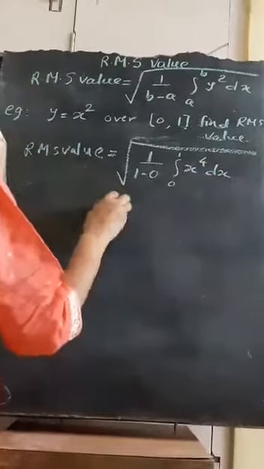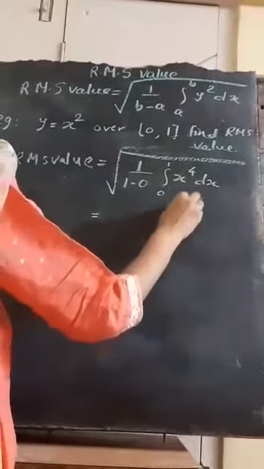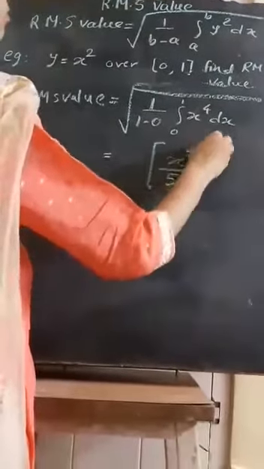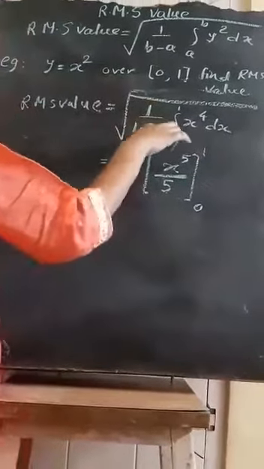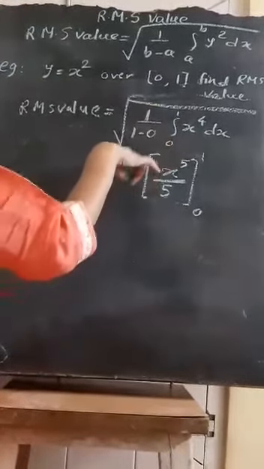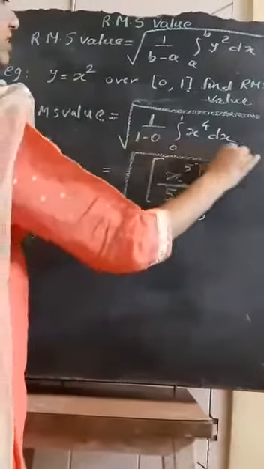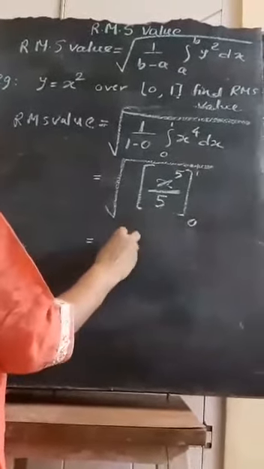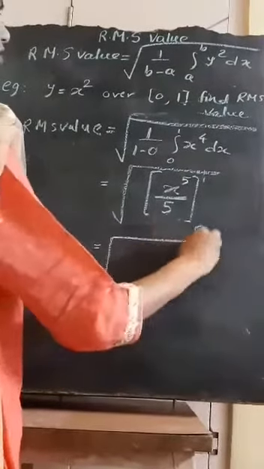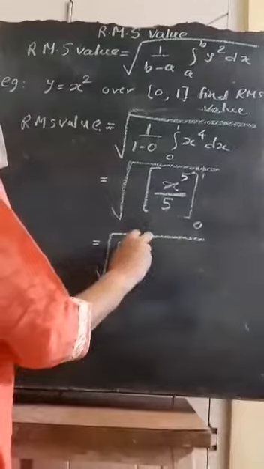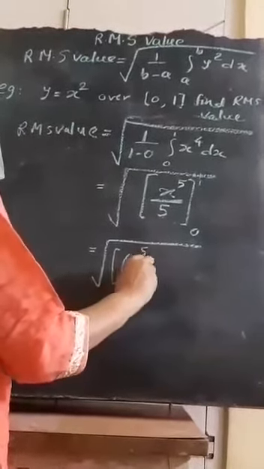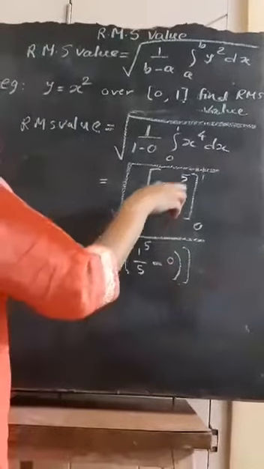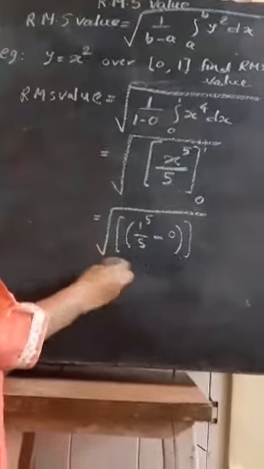So what is the integration of x raised to 4? It is x raised to 5 upon 5, increase the power by 1. The limits are 1 and 0. 1 upon 1 minus 0 will be 1, so no need of writing it. And after the answer it is the square root. If I substitute the limits 1 and 0, what will I get? You have to write the square root in every step. It will be 1 by 5 upon 5 minus 0. So the answer is the square root of 1 by 5. That's all.